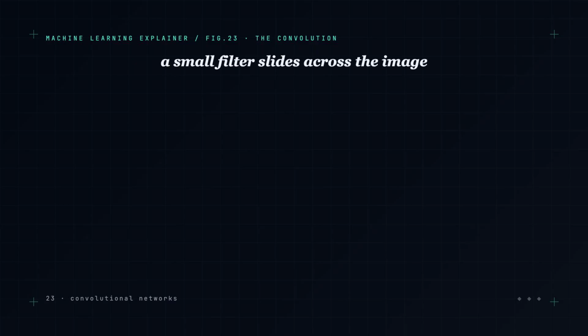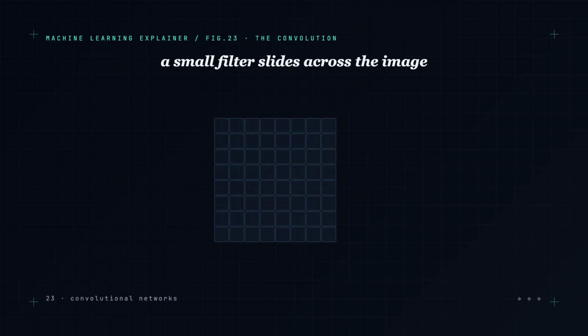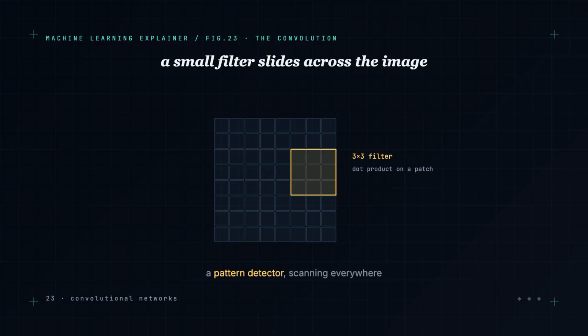The core operation is the convolution. Take a tiny grid of weights, a filter, maybe 3 by 3, and slide it across the image. At each position, it multiplies its weights against the pixels underneath and sums them, a dot product on a little patch. The filter is a pattern detector, scanning everywhere for the thing it's tuned to find.